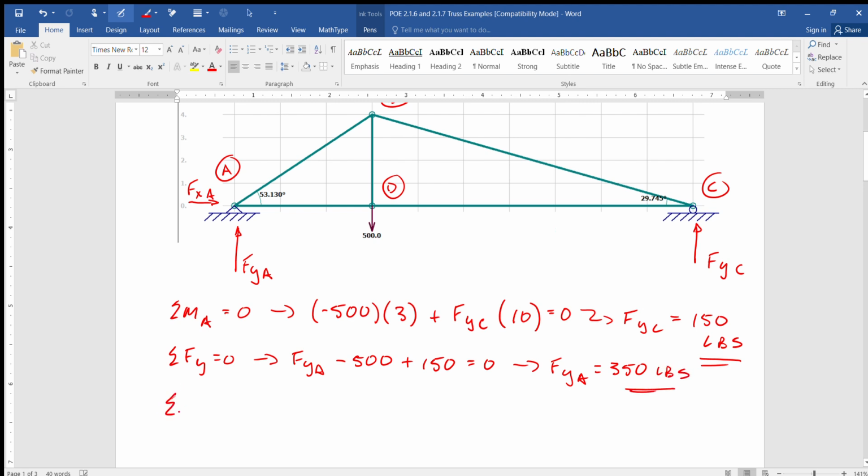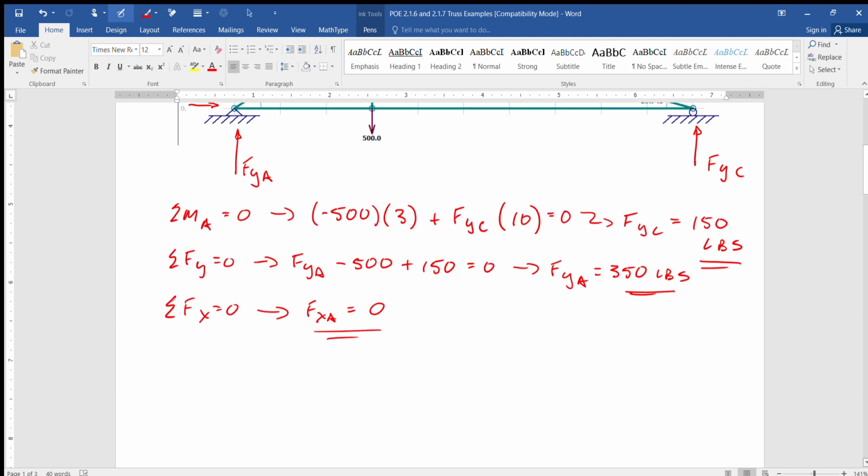Now, for this one, this is kind of pointless. All the x's have to equal 0. Well, there's no other force. So Fxa, which is positive, drawn to the right, equals 0, done. I mean, there's no other force there, so we don't worry about it.